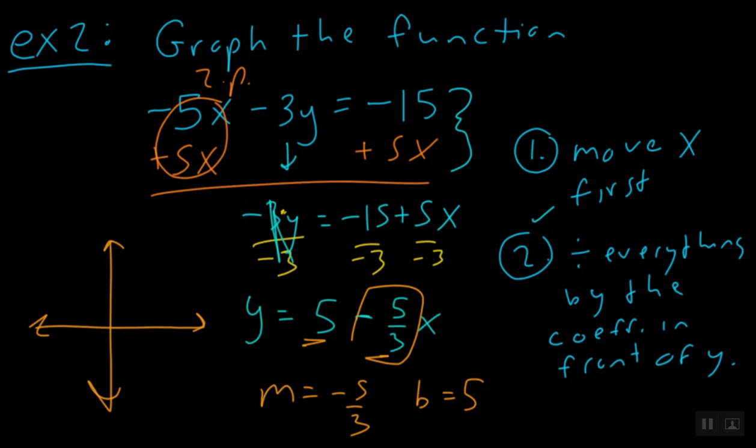Okay, our constant is positive 5. 1, 2, 3, 4, 5. Put my very first point. And my slope is negative 5/3. I'm going to count down 1, 2, 3, 4, 5. And then I'll go to the right. 1, 2, 3. And by the way, let's graph our next point. Count down 1, 2, 3, 4, 5. And then 1, 2, 3.